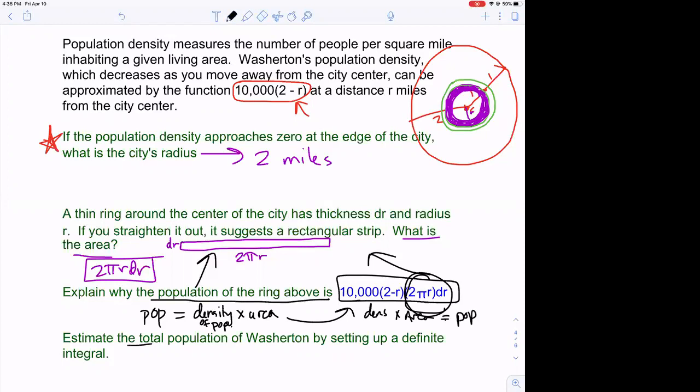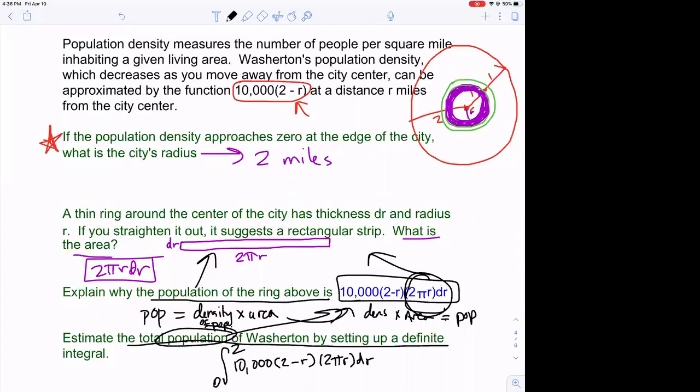And then it says estimate the total population of Washington by setting up a definite integral. Definite integral means an integral with bounds, right? So if we wanted the total population, we could just plug in 10,000 times 2 minus r, times 2 pi r dr, and our bounds would be from the city center, which is 0, out to the edge, which was 2. Now I haven't done this in a long time. I'm curious as to what that is. How many people live in the city? This is crazy. I do realize that that was a little nuts. So you may have to do the one like that on homework together.